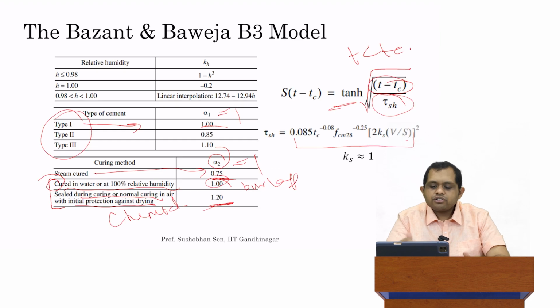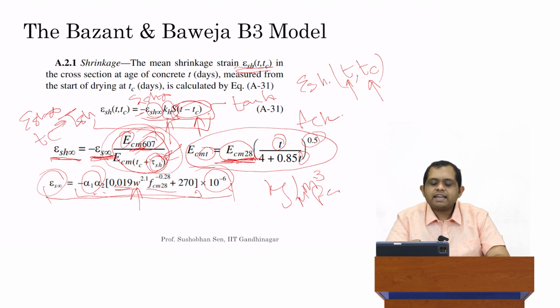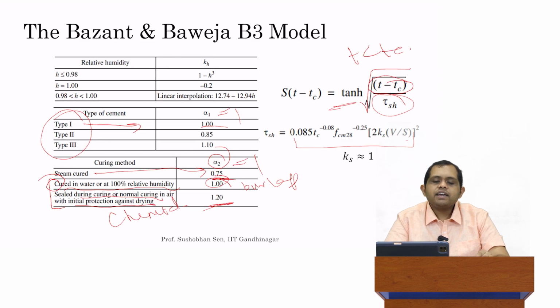If you go back to this equation, you'll see that there was also this term Kh over here. So this epsilon Sh infinity, we saw how to calculate that. S of T minus Tc, we saw the functional form of that. We also have this Kh. Kh is simply a correction factor of the ambient humidity during the time of construction.